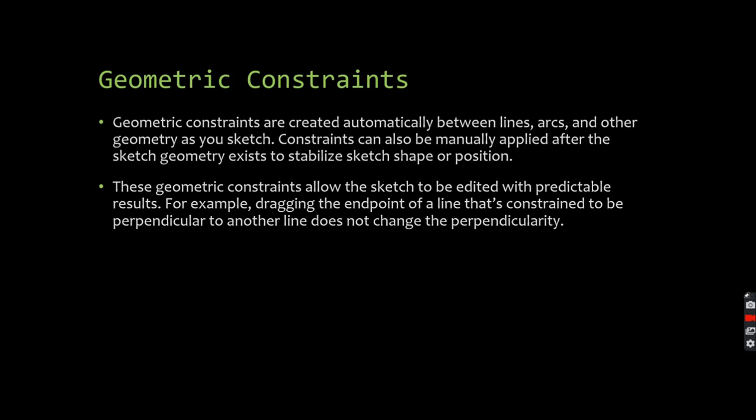They can also be manually applied after the sketch is done in order to stabilize the shape or the position of the sketch. These geometric constraints allow the sketch to be edited with predictable results. For example, dragging the endpoint of a line that's constrained to be perpendicular to another line does not change the perpendicularity.